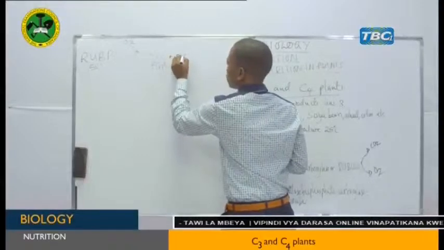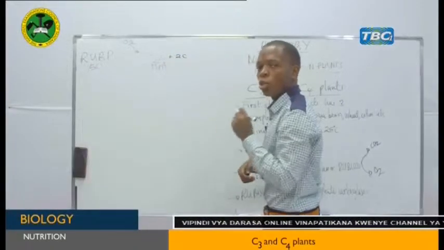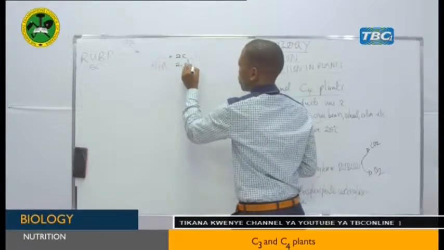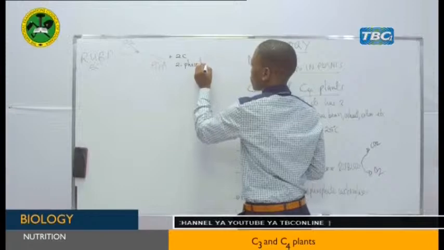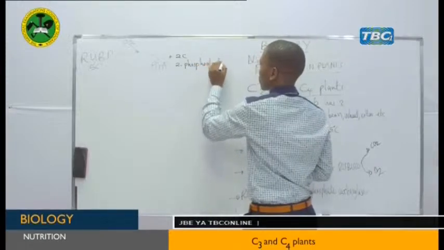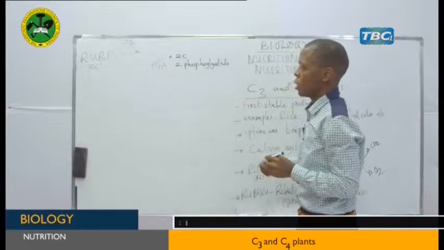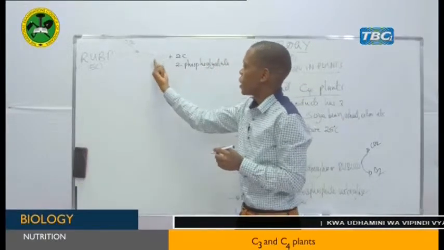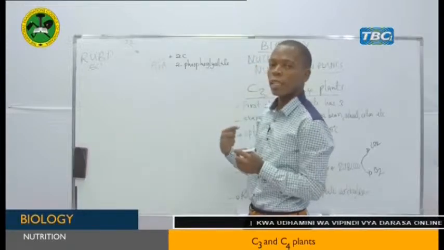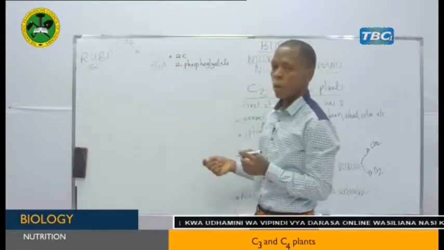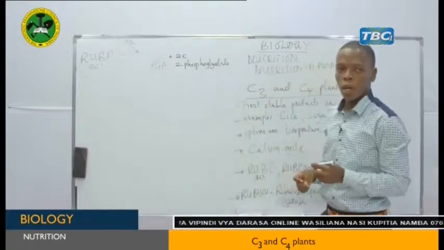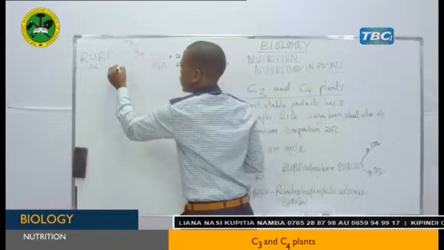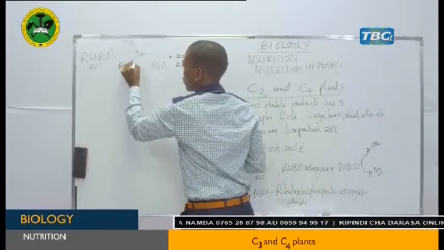Of two carbon compound, we call it 2-phosphoglycolate. You see, this is 5 carbon compound. Once it is oxidized, it forms 3 carbon compound, phosphoglyceric acid, and 2 carbon compound, we call it phosphoglycolate. Therefore, this reaction is catalyzed by the enzyme known as Rubisco.